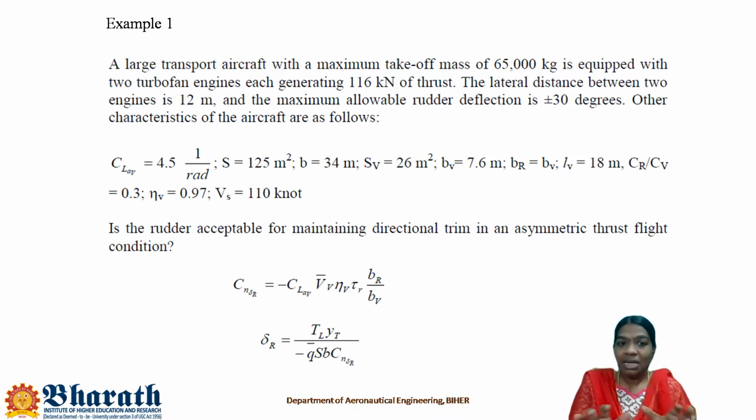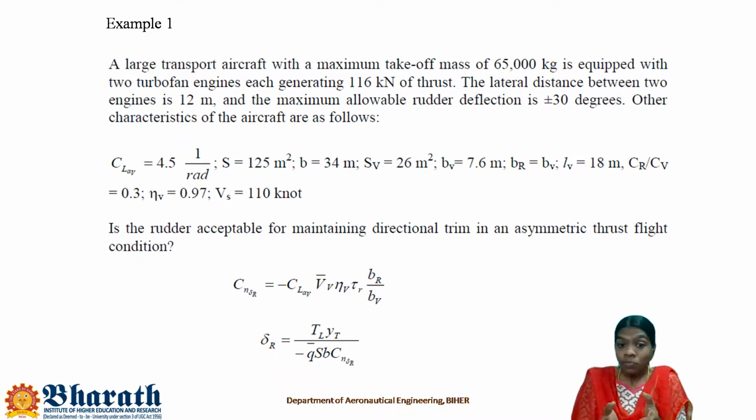So other characteristics of the aircraft are as follows. They have given other parameters. So the question is: is the rudder acceptable for maintaining the directional trim in an asymmetric thrust flight condition? It's a multi-engine aircraft. There are two engines, the distance between the two engines is 12 m apart, and each creates 116 kilonewton of thrust. And they've asked, if an engine fails during flight, is it possible for the rudder to bring the aircraft back to its original position, to maintain its equilibrium condition? That is what the question is.